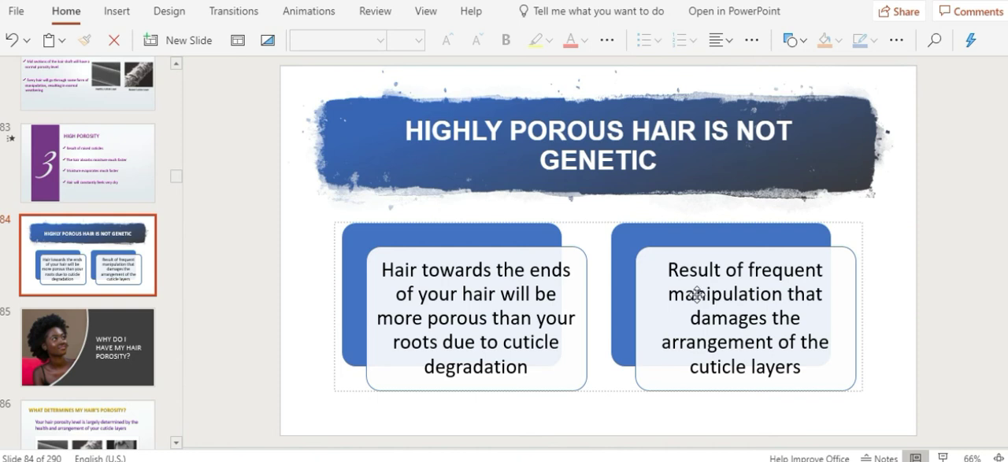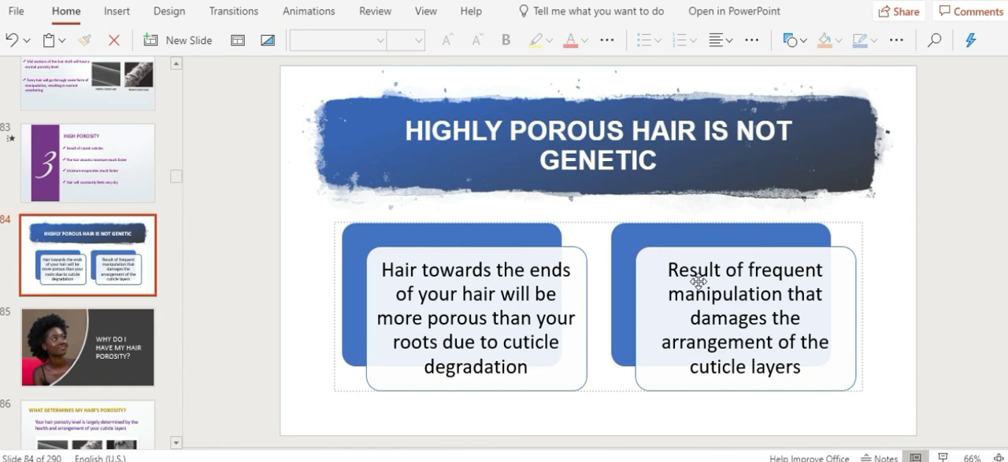Because remember the last module, module number 2, where I talked about the three main things that define your actual hair type. So your curl type, your density, and the volume of your hair. So porosity isn't a hair type. So stop defining your hair as high porosity or low porosity, because nobody was born with high porosity hair. It's just a result of sometimes manipulation or hair damage, and especially hair closer to the ends of your hair.